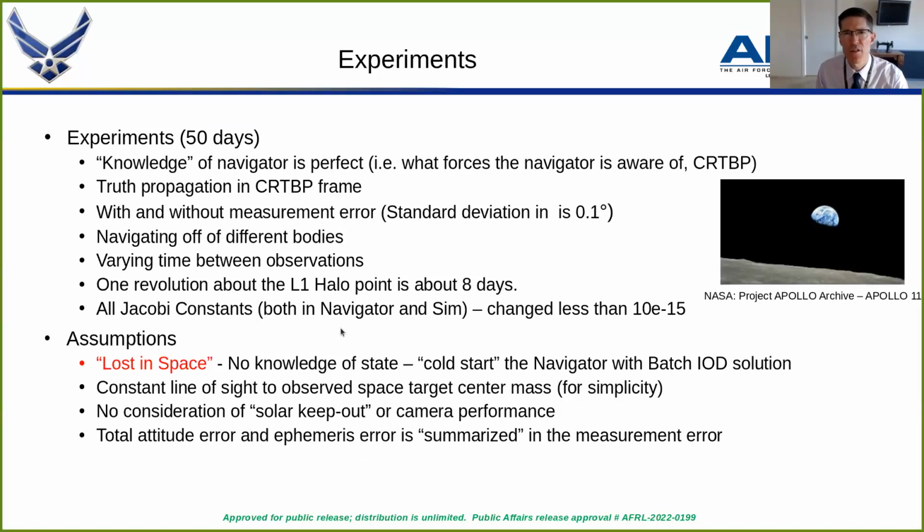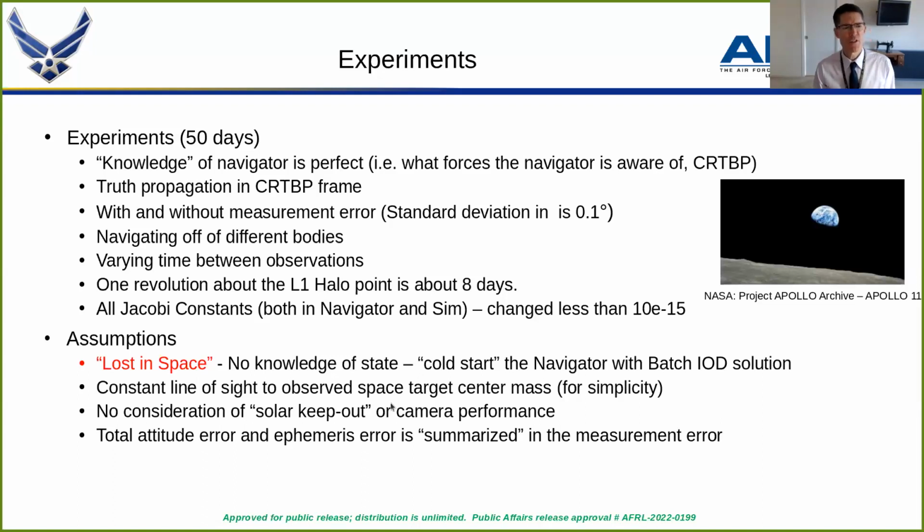And all Jacobi constants in navigator and simulation, I want to mention, change less than 10 to the minus 15. So that means the very first one at 0 and the very last one at 50 days, the difference was less than this number. So that helps us be confident in our simulation that our equations of motion, etc., were good. It's a necessary condition to be confident, but it's not sufficient to prove that we're doing it right. But at least we are not completely wrong.